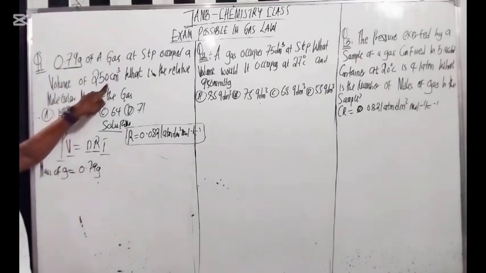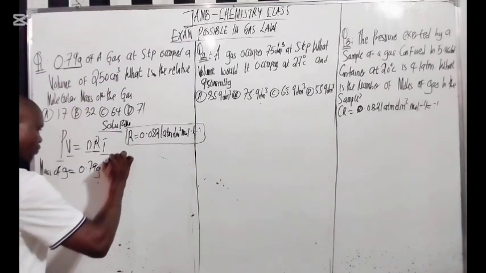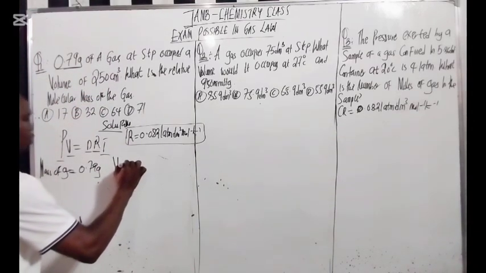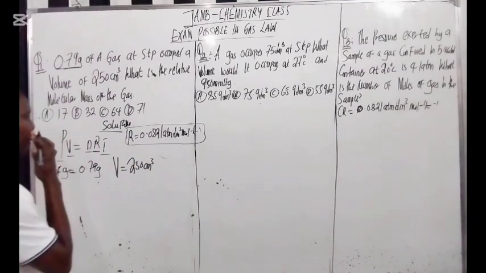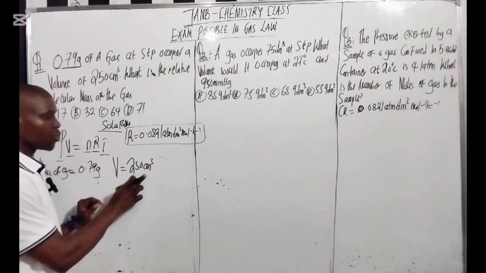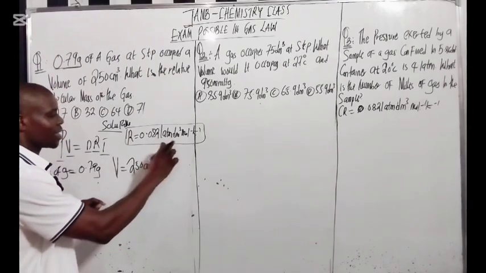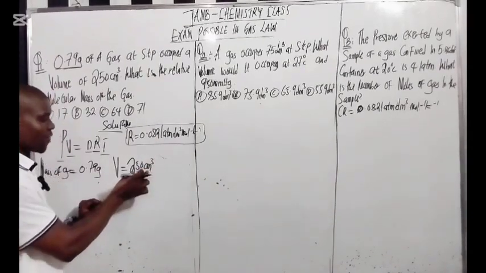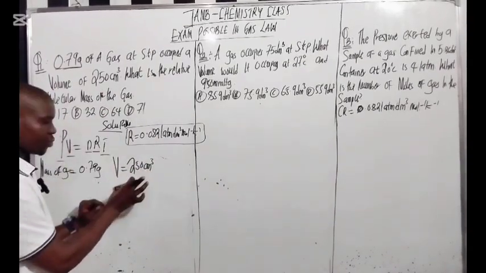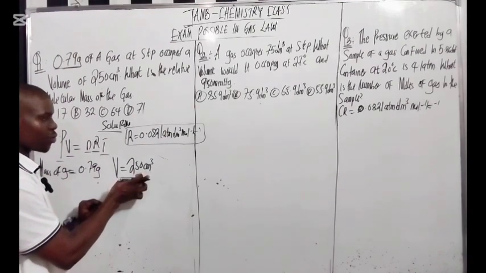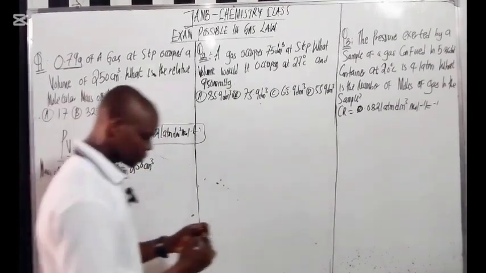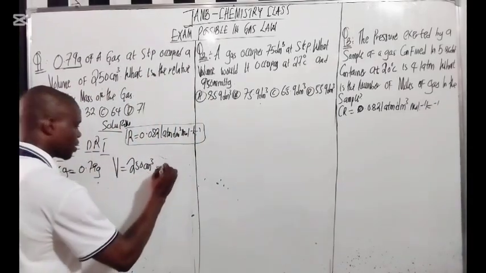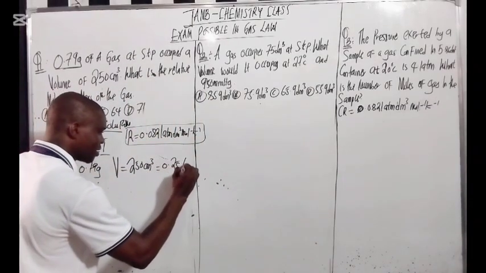Now they give me the volume here. Volume is equal to 250 cm³. I have to convert this cm³ to dm³ because the constant already has dm³. So whenever the ideal gas equation is given to you and they give you cm³, you have to convert to dm³ by dividing by 1000. If you divide by 1000, I get 0.25 dm³.